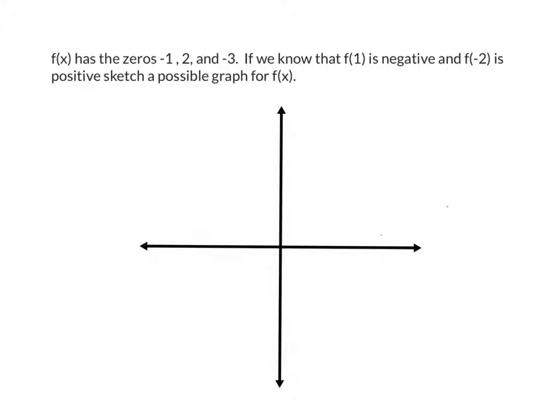Okay, so the next question says f of x has the zeros -1, 2, and -3. So right away I can plot -1, 2, and -3 on my graph, because those are my zeros and that's where they cross the x-axis. They tell you that f of 1 is a negative value, so that means that when x is 1, y is negative. I don't know, I just made it -1 just as an example. We don't know it's -1, but it's negative something.